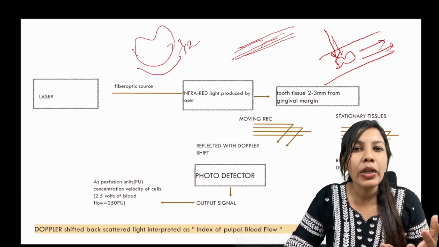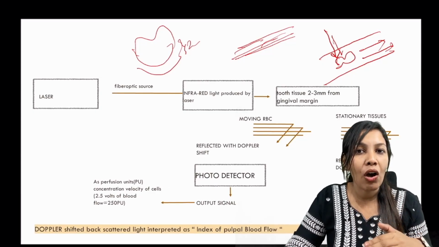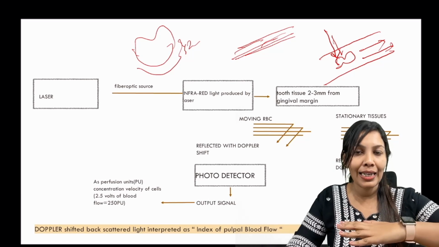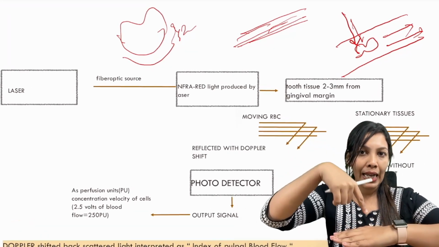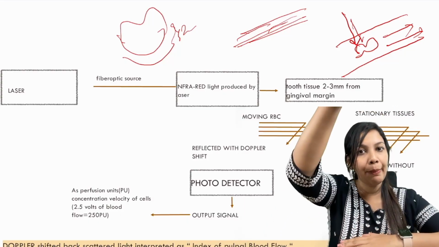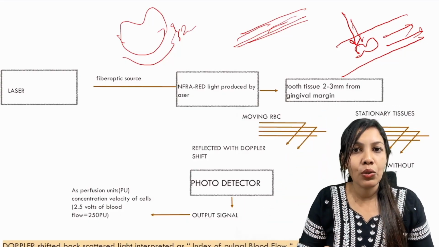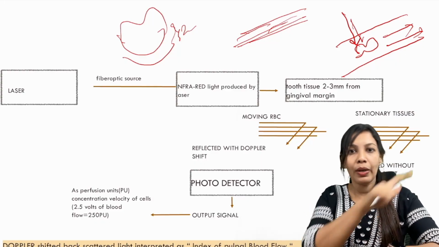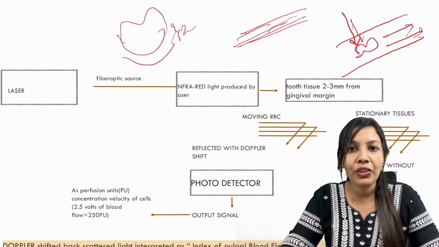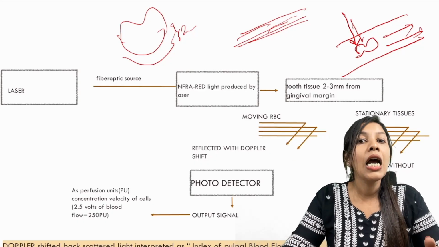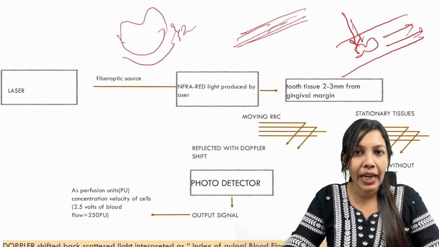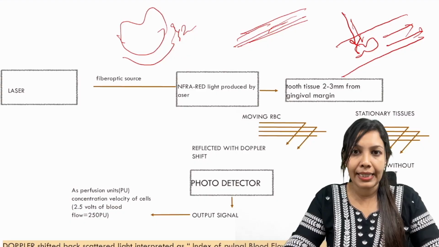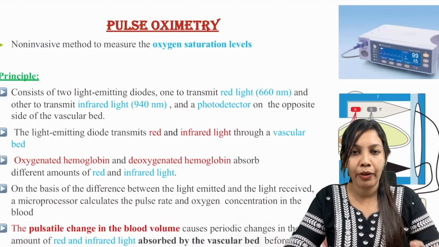In a necrotic pulp, there will be no movement of the RBC. It will be stagnant like this. So whenever we apply a light, it will come out with the same intensity, and we can come to the conclusion that it is a necrotic pulp. But if there is continuous movement of RBC, it will cause a Doppler shift in the light which was applied to the tooth, and it will be taken by the detector. So that is the mechanism of laser Doppler flowmetry.